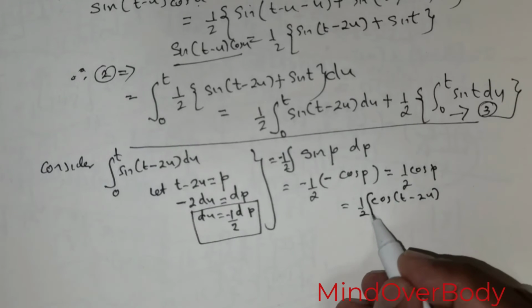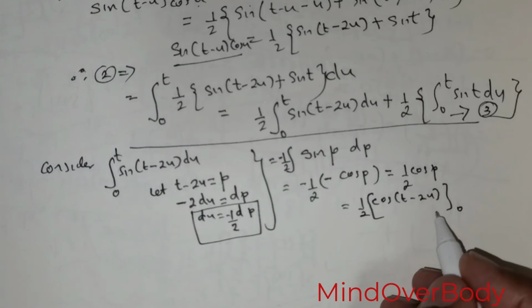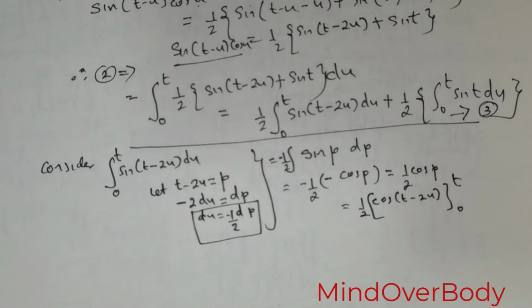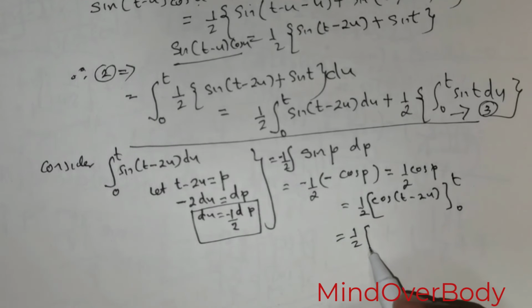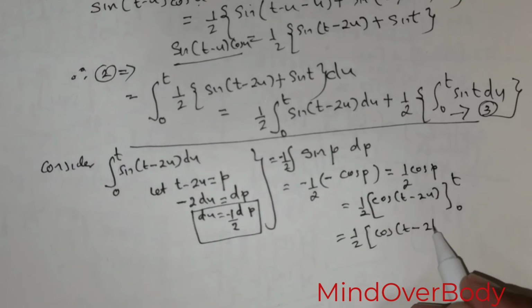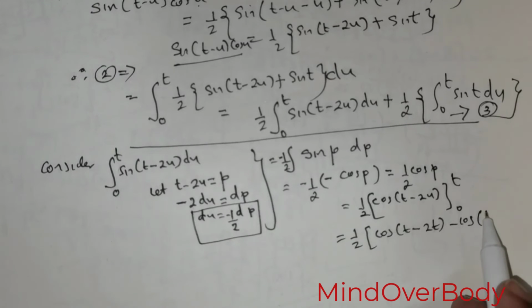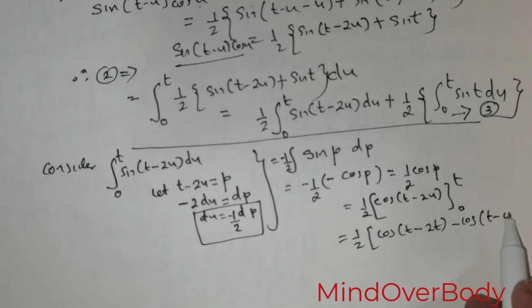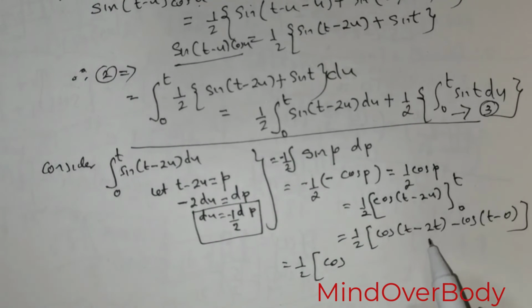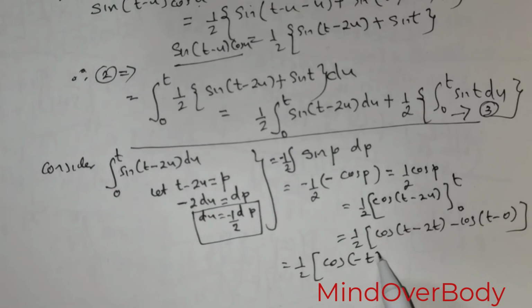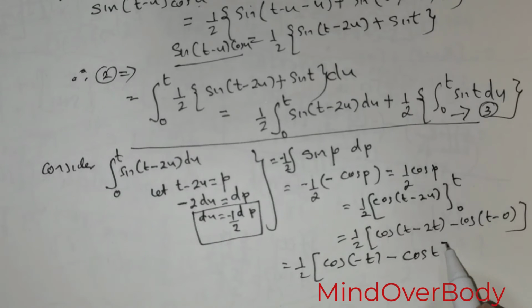Now the limits, what are the limits? The limits are 0 to t, because I've now brought them back to the original t minus 2u. So now I can substitute the limits. So if I were to substitute the upper limit, this is going to be cos of t negative 2 times t, negative cos of t negative, u is 0, so you place it there. So this is going to give you 1 over 2 times cos of t negative 2t, that's going to be negative t, and this is going to be negative cos of t. So this is what you have got.